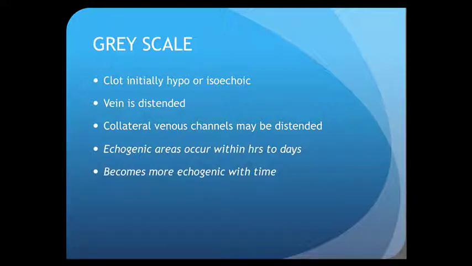When there's clot, that clot is usually grey in colour. Initially it may be only very slightly echoic and it appears almost black, and then with time it can develop some increased echogenicity and it can become isoechoic. As it becomes chronic, it actually can become hyperechoic compared to the surrounding tissues. But fresh clot also causes the vein to be distended and swollen, and as the blood tries to find other ways around that blockage, you may see dilation of collateral venous channels.